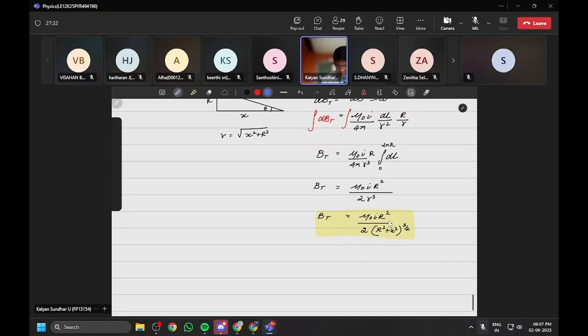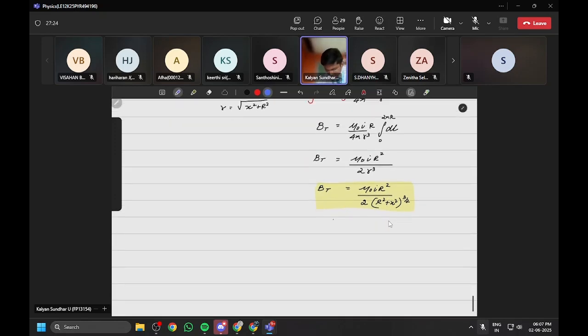Right, and one more thing about here is that B will be maximum for x is equal to 0. That is at the center it will be having the maximum value and it will be minimum for x tends to infinity. Minimum in the sense overall it will be 0.